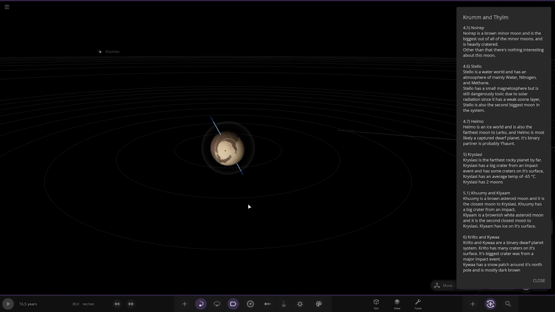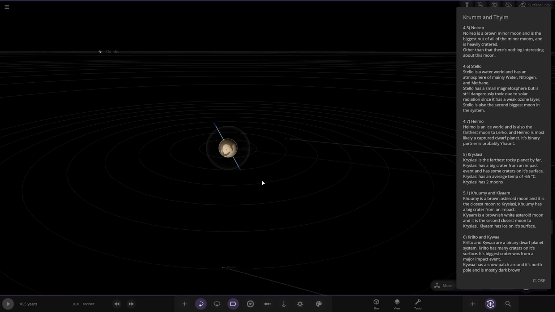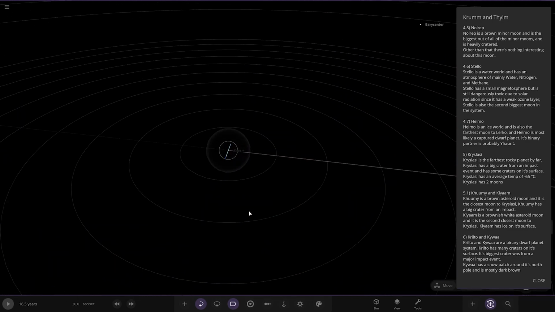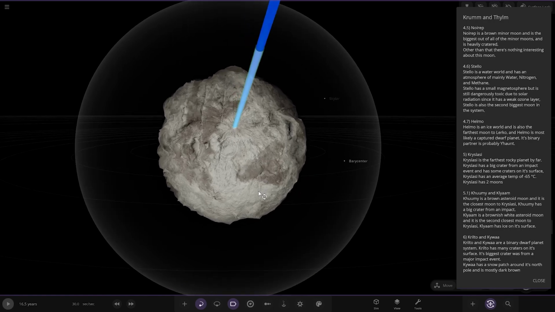So, it's a brown asteroid moon, and it's the closest moon. It has a big crater from an impact. Okay. And then Kylum is a brownish white asteroid moon. So, where's that one then? Oh, I barely even saw those when we initially went by this subject. So, there they are. Nice.